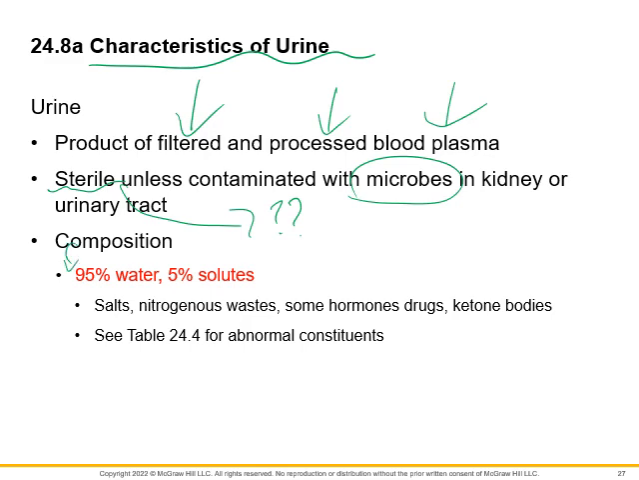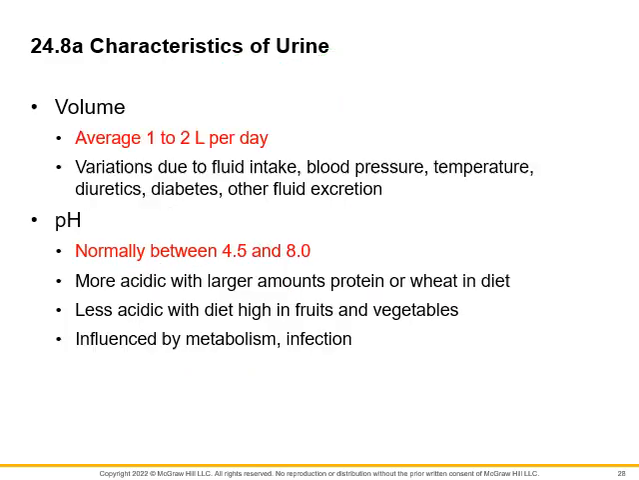Composition, what is urine? Mostly water, a little bit of solutes. This is kind of the big takeaway that we usually see are the nitrogenous wastes. We're also going to see some hormone breakdown, ketone bodies. If you're processing fats instead of sugar, you're going to have lots of ketone bodies. If you want to look at all the normal solutes that could be in your urine, please feel free to look in the book. So we average about 1 to 2 liters of urine a day.